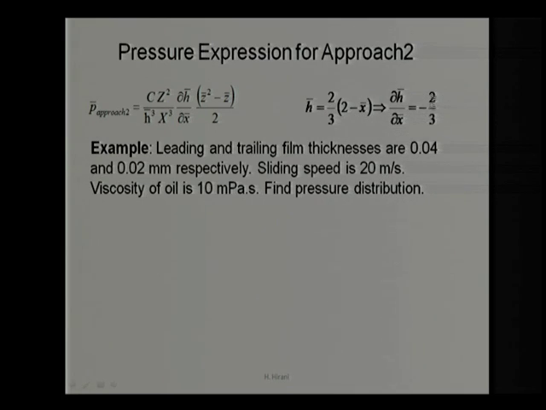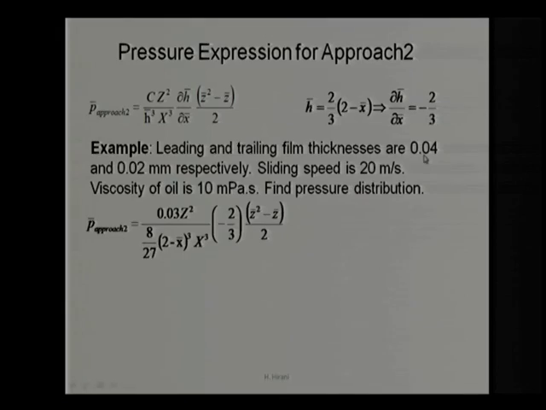So, overall it will turn out to be minus 2 by 3. Now, we can substitute the value of h bar and the value of the first gradient of h with respect to x, and we can find this expression. The clearance value has also been used here. We have assumed the clearance is the average value of 0.02 plus 0.04 divided by 2, that comes out to 0.03.